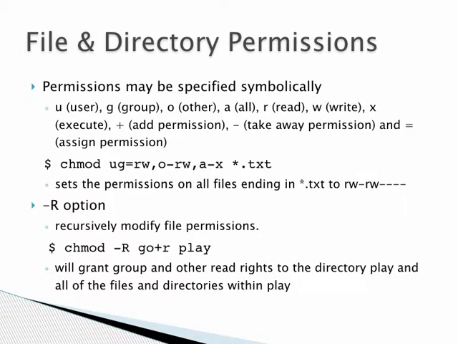Okay, to do them symbolically, we can use the symbols U for user, G for group, O for other, A for all. R is read, W is write, and X is execute. Right, all straightforward. Put a plus or minus in front of them, and you can add or remove those attributes to the files. Right, so to me, this one here, where we're using the symbolic method, makes less sense than using the numbers. But it might make more sense to you, so really up to you.